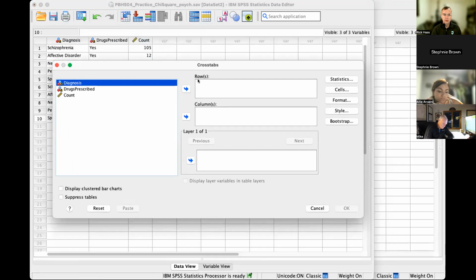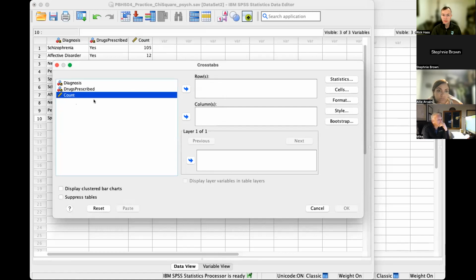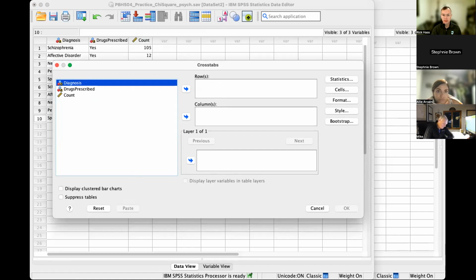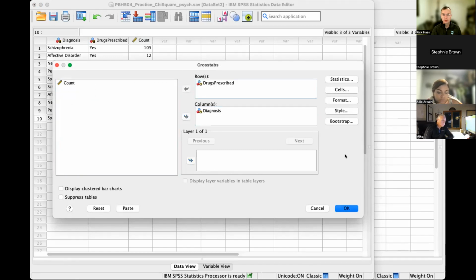And we're going to move the variables that we need to the rows and the columns boxes. Now, because we've weighted the cases, we don't have to do anything with count. We just leave that where it is. For this analysis, it doesn't so much matter what the row and column is, but we're going to follow what we see on the paper. So we'll put diagnosis in the column, and drugs prescribed is going to be the rows.